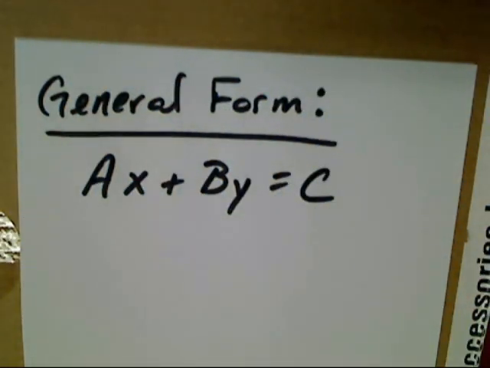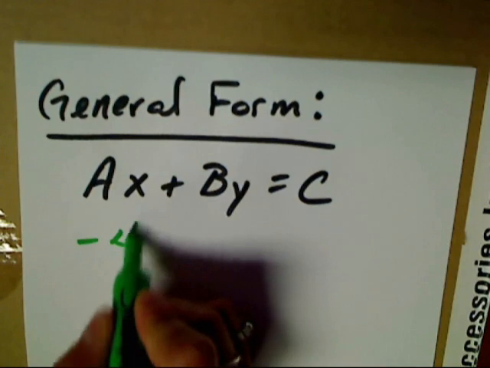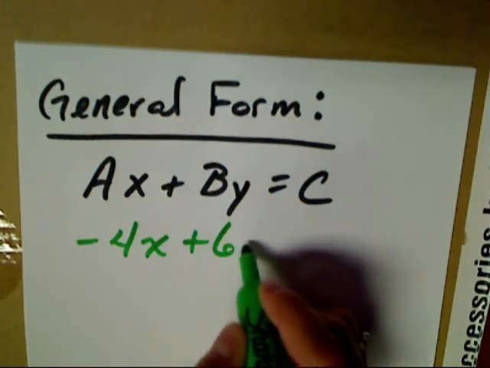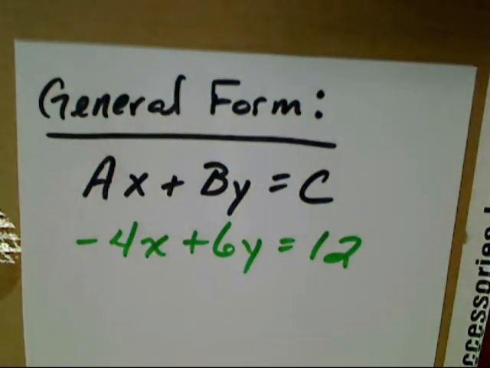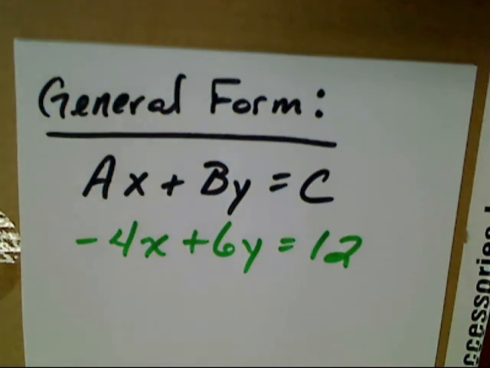Sometimes your equation is given in the general form, and that would be having x's and y's on the same side of the equal sign. So it's in the form of ax plus by is equal to c. Example of that would be something like negative 4x plus 6y is equal to 12. Now that's just fine and dandy, and that's not too bad to actually graph in this form either. Instead of rearranging the formula so that you get y all by itself, there is another technique in order to graph this, and that's by using the intercepts.